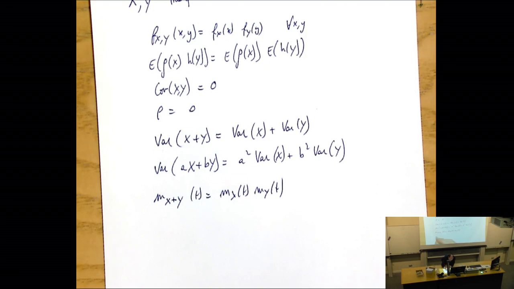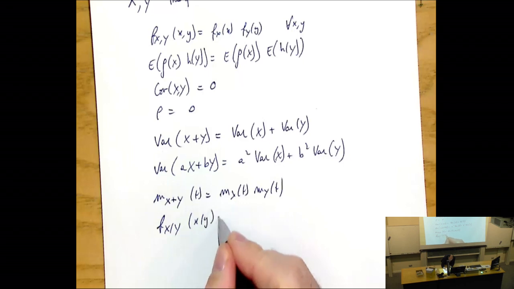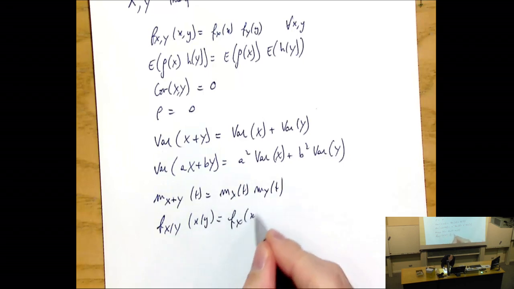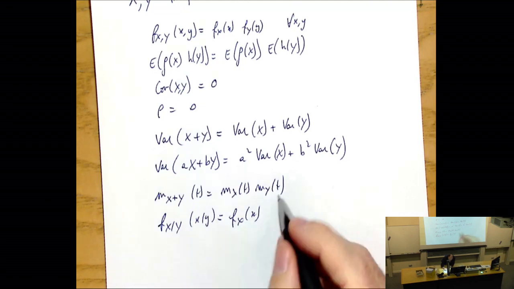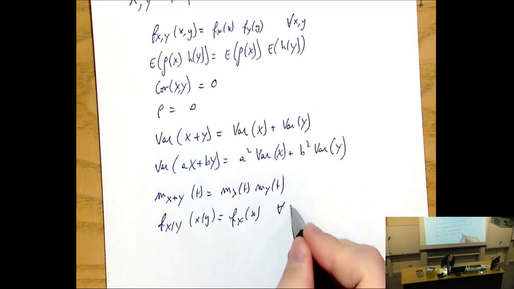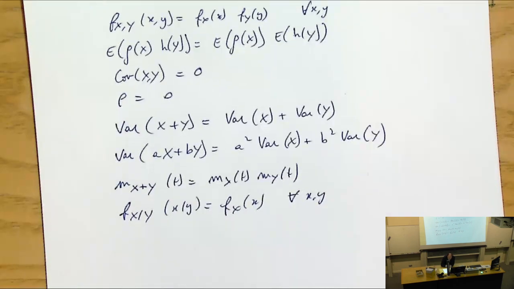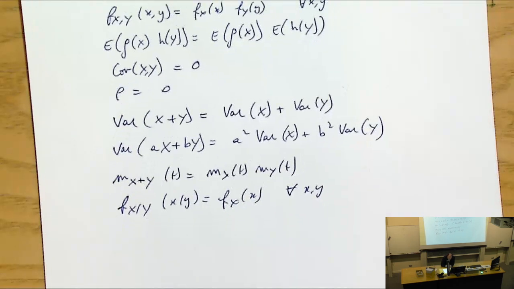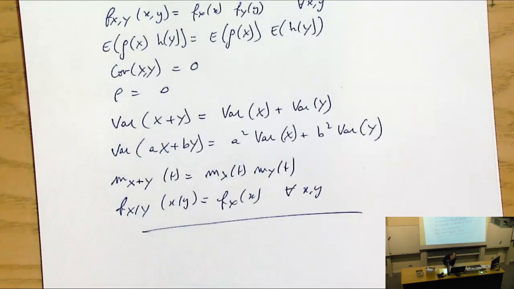And then we played with conditional PDF, right? And we said that the conditional PDF of x given y is just equal to the marginal of x, right? And that holds for all x and all y. And as a consequence, the conditional expectation of x given y is equal to the expectation of x. Okay, so this is a summary of what we finished with last week.